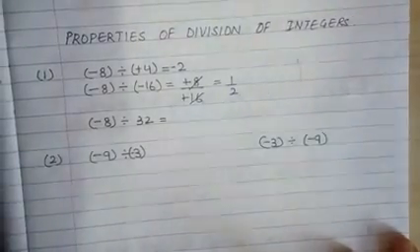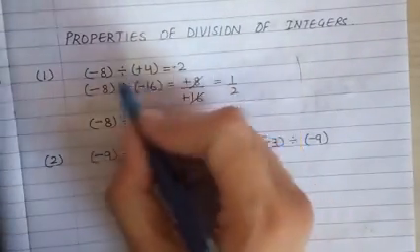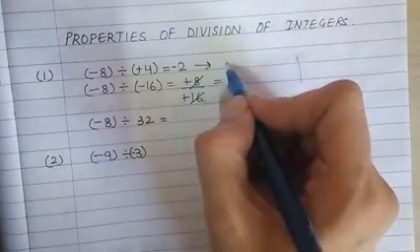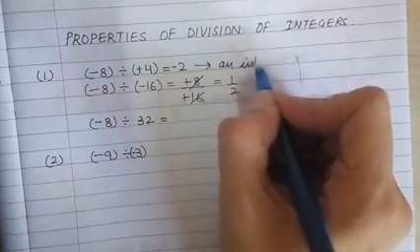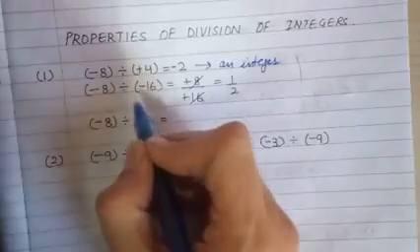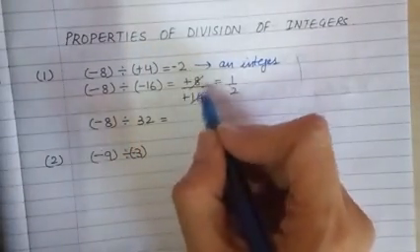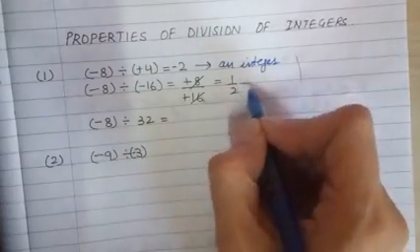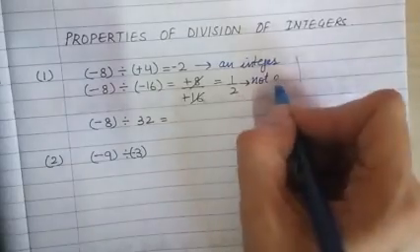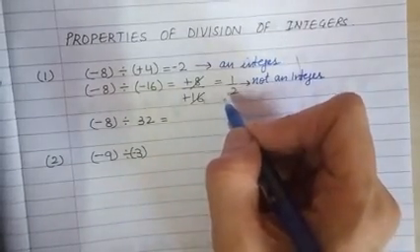Now properties of division of integers. Here different signs, minus sign, and then 8 divided by 4 is 2, and minus 2 is an integer. Here if I am dividing negative 8 by negative 16, minus minus plus, 8 and 16 cancelling, we are getting half. Is half an integer? No. This is not an integer. Half is a fractional number, and fractions are not integers.